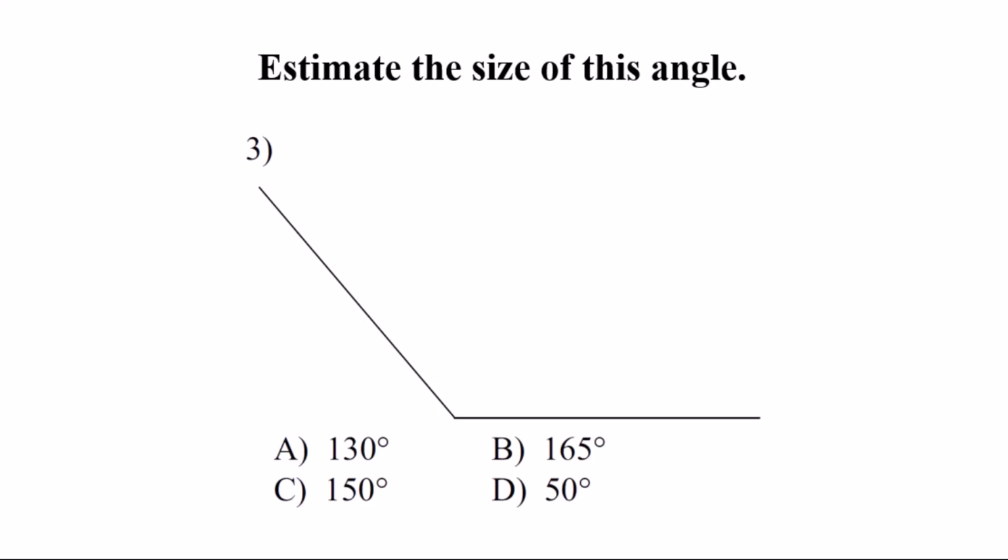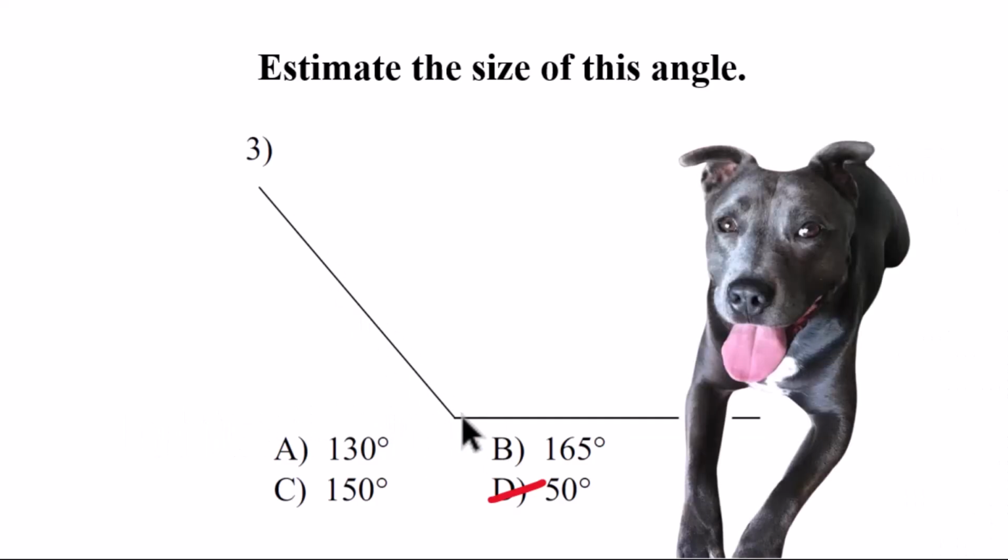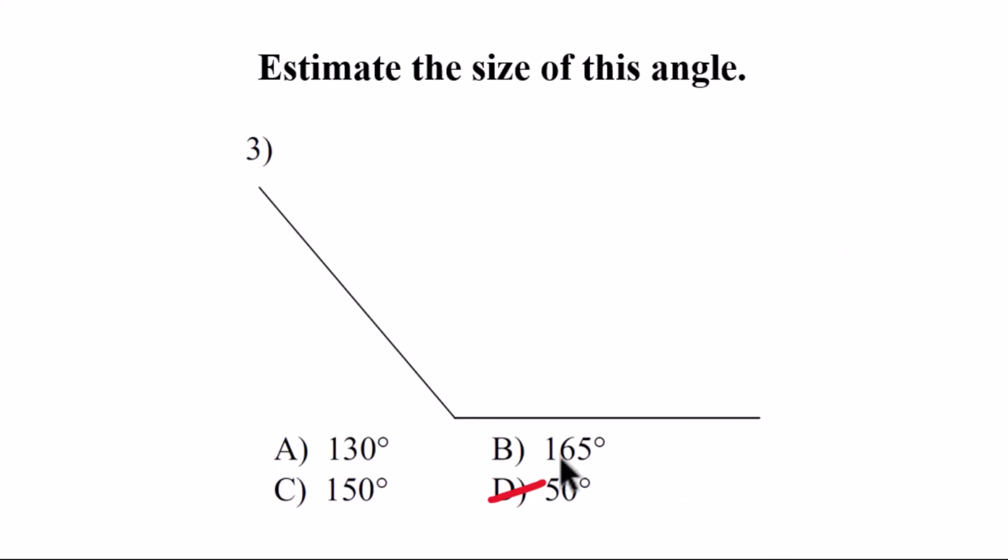This is definitely an obtuse angle. 90 degrees would be right here, so it's going beyond 90 degrees. So anything that's less than 90 degrees is not going to work here for us. Then it's a matter of how much more than 90 degrees. Well, 180 would be a straight line, so I'm thinking the 165 and the 150 are too big. I'm going with the 130 on this one.